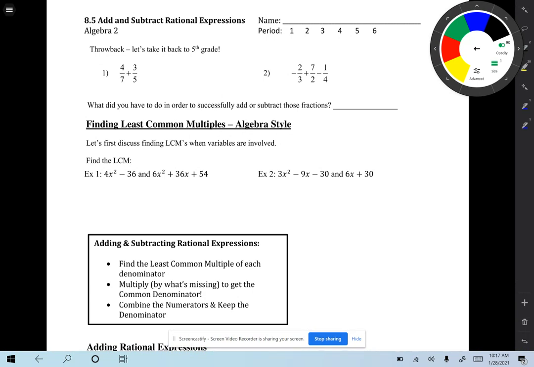So if you look at 4/7 and 3/5, the common denominator would have to be 35. So you would multiply the first fraction by 5, but multiply the top and bottom of the second fraction by 7. And so we got 20 over 35 plus 21 over 35, and that gave us 41 over 35.